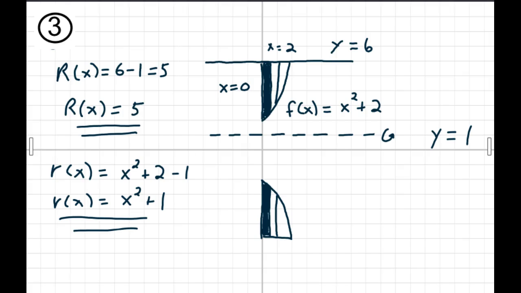Likewise, little r of x, which is f of x equals x squared plus 2, if it were going all the way down to the x-axis, it would be x squared plus 2. But we are stopping 1 short, so we need to take x squared plus 2, subtract 1. So little r of x is x squared plus 1. So it's a little tricky, but very doable.